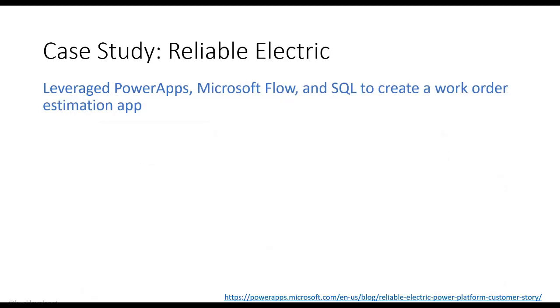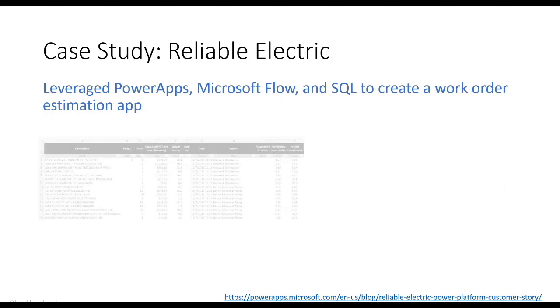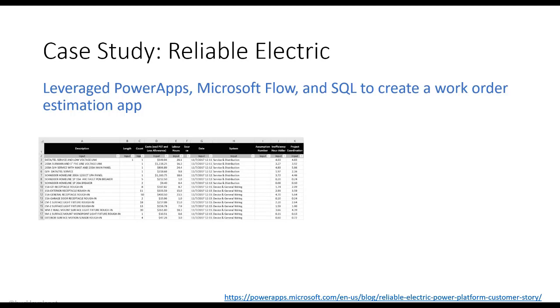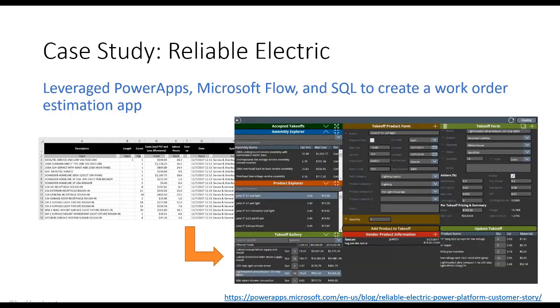Another great case study, Reliable Electric. So PowerApps, Flow, and SQL, they wanted to create a work order estimation app. So again, Excel, common theme here, Excel-based process where it was discussions, meetings, and human beings looking at and having to make decisions around this data. So instead, they built this intelligent application that as people went in and they put in a request for this, based on the availability of people, of resources, of all this, they could do a better estimation of what it would actually take to deliver this solution for this request.